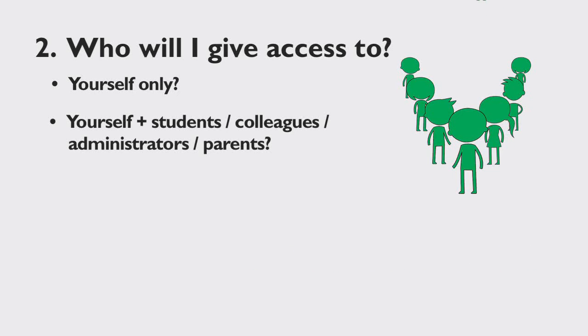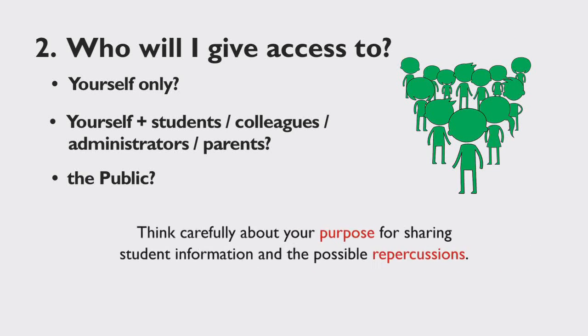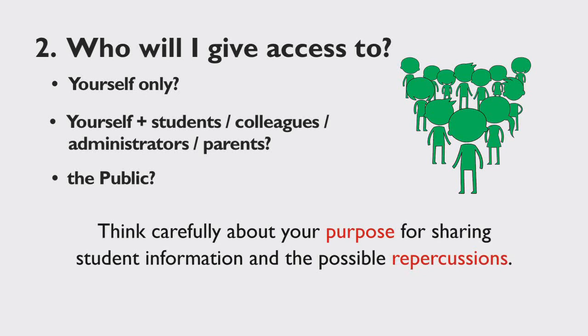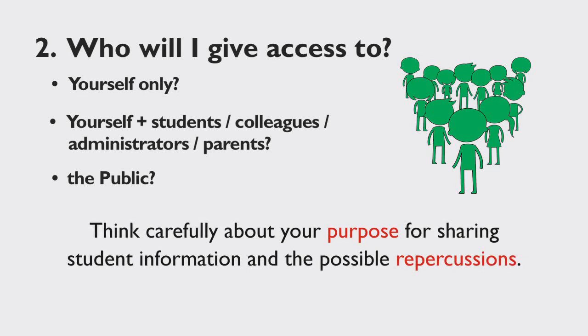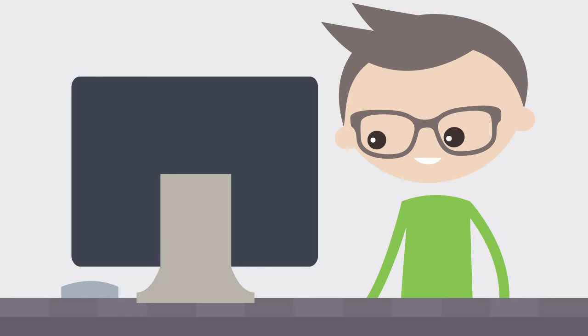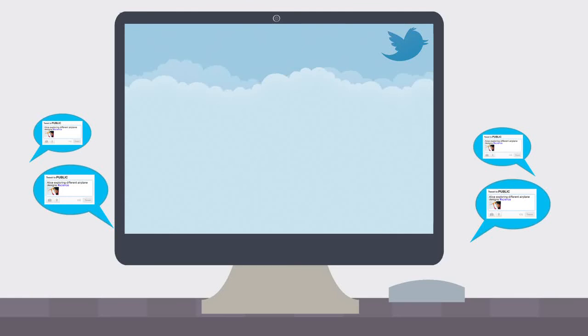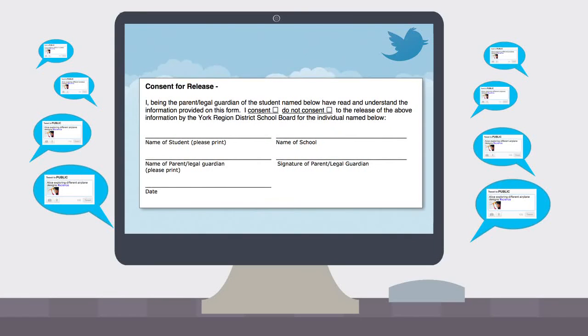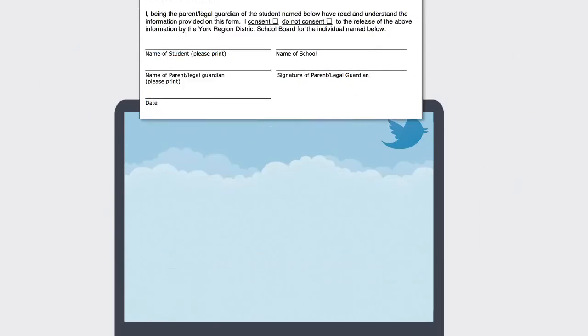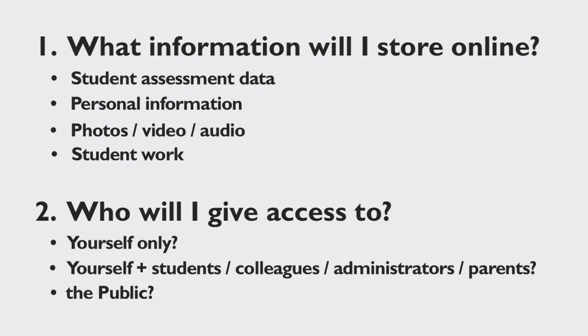Do you plan on giving access to the public? Think carefully about your purpose for sharing student information publicly and the possible repercussions. By leaving the doors fully open to anyone being able to access student information, you will need to be extra diligent to ensure you have explicit parental permissions and have carefully ensured depersonalization of student information in order to keep our students safe. By carefully considering these questions and taking steps to depersonalize student data stored on red tools, we can make sure that we protect our students' privacy.